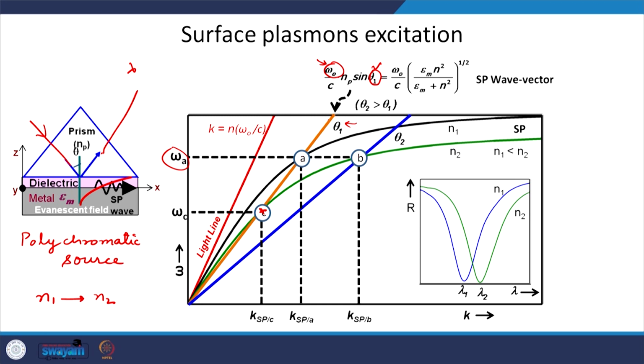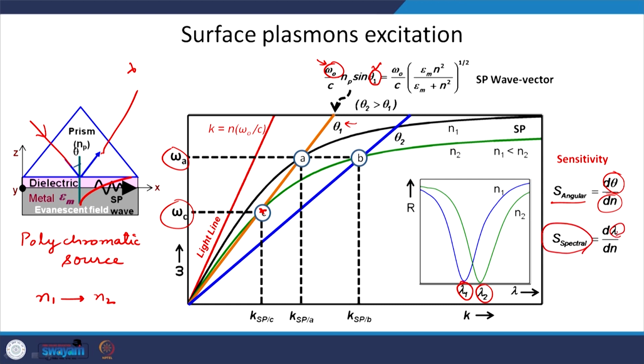We do not need to change the angle, it is at a fixed angle, but we change the wavelength. So, you change the spectrum, you do not change the angle, and then what you measure is the change in spectrum. So, that is called spectral interrogation. Again it shows a red shift, right. So, there are two ways to do sensing. One is called angular interrogation, where you measure change in theta with respect to change in the refractive index, and another one is spectral interrogation, where you measure change in lambda with change in refractive index, and that is how you define the sensitivity.